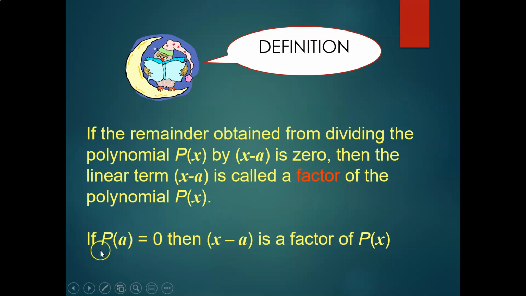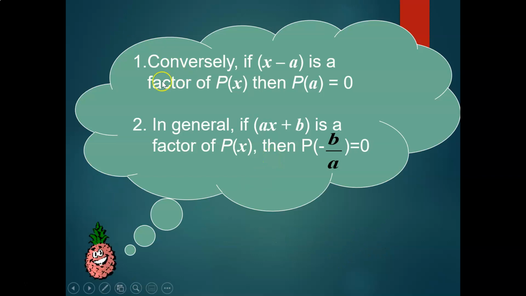Okay? If p(a) equal to 0, then x minus a is a factor of p(x). So, ini dalam bentuk ayat dia lah. So, in other words, or in mathematical written form, you boleh tulis dalam bentuk macam ni. If p(a) equal to 0, then x minus a is a factor of p(x). Okay, conversely, number 1, conversely, sebaliknya, if x minus a is a factor of p(x), then p(a) equal to 0.